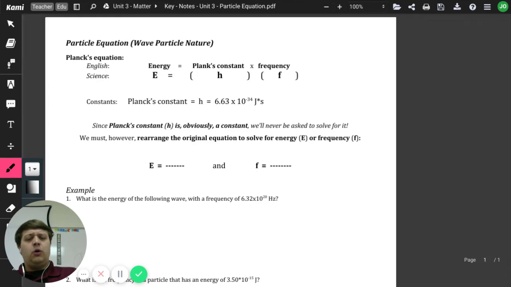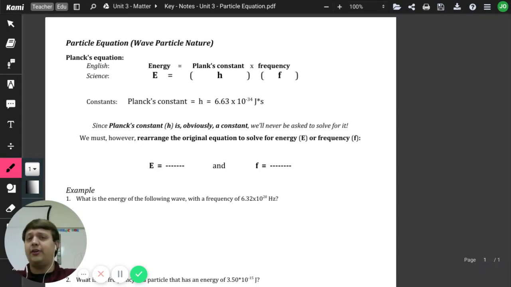Now, Planck's energy, or the particle equation, is how we actually figure out the actual value of the energy. So how much energy is actually inside of the wave that we're talking about. This is the equation that we use: energy equals Planck's constant times our frequency. So our energy, which is E, equals Planck's constant.